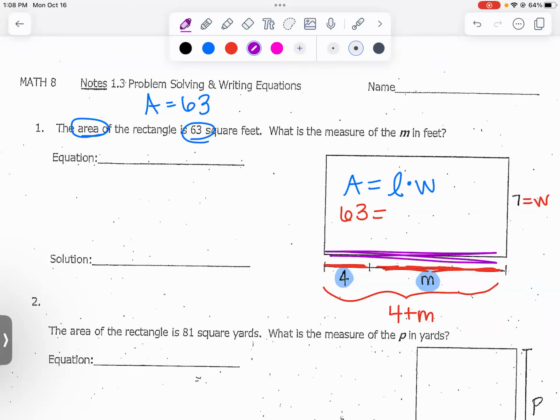Now, we know that the length is 4 plus M, times our width, 7. Does that look right? 4 plus M times 7 with just a dot in between? No. What do we need? You need to find out the answer. So you take 7. Hold on. If this is the length.